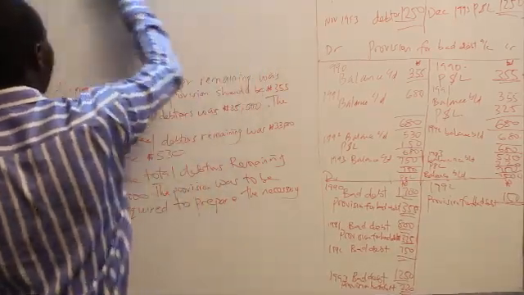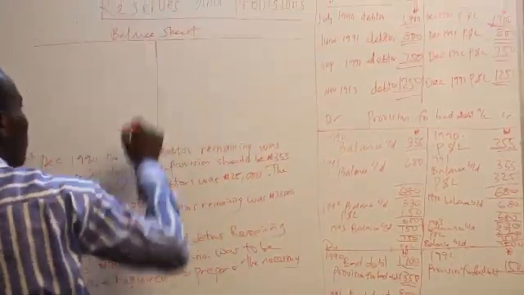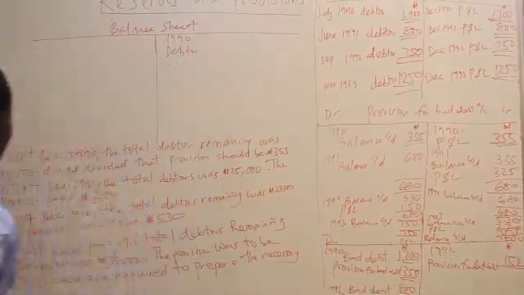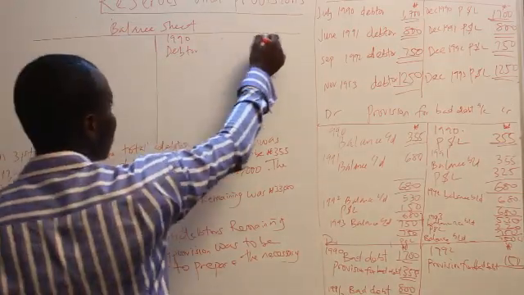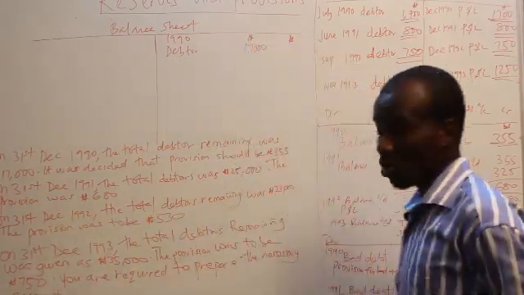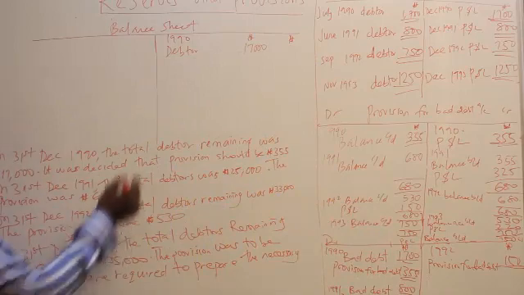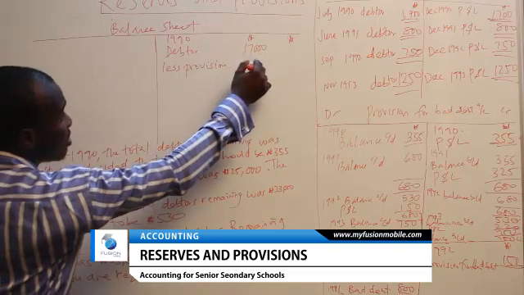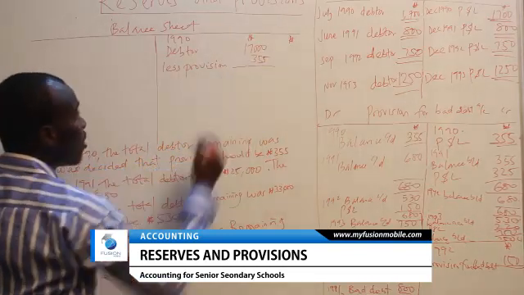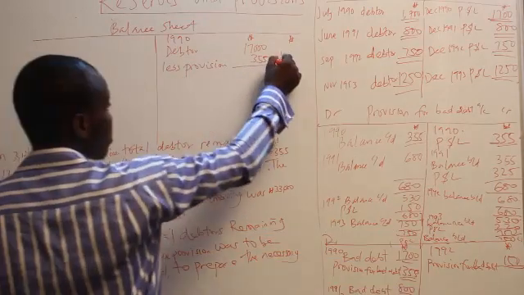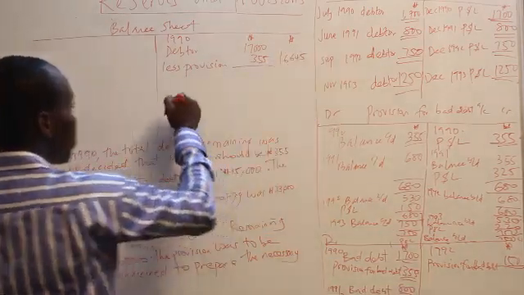Balance sheet is not an account. So we're going to have 1990. We have debtor. So balance of the debtors in 1990 is 17,000. So we are going to less provision for bad debt. Less provision in that year, which is 355. So we're going to less that, 17,000 minus 355. That gives us 16,645. That is all about 1990.